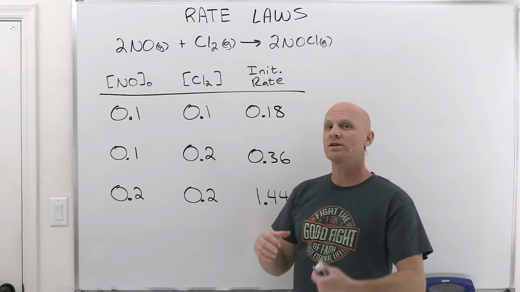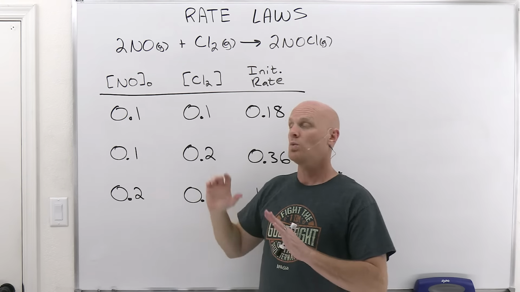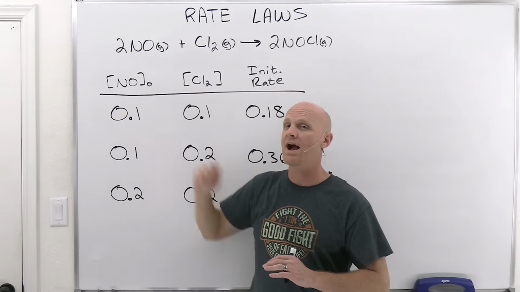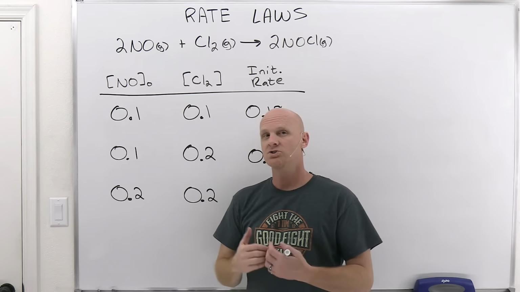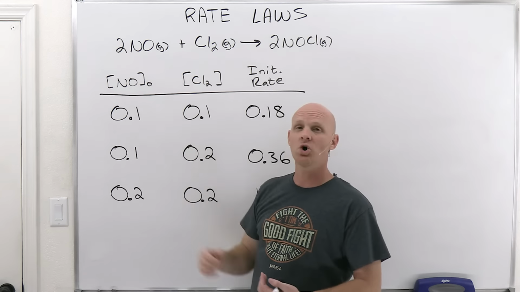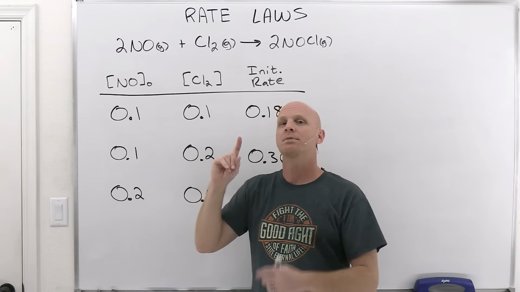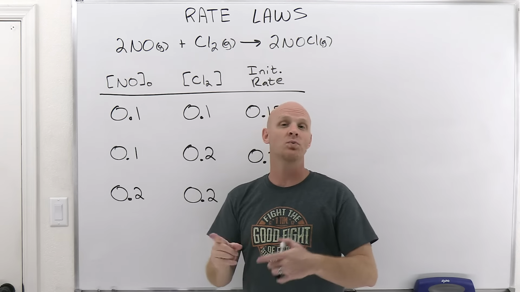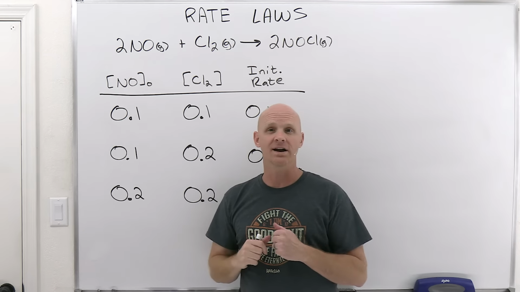And so in this case, what we want to do is compare 2 trials, and in the second trial, we just want to change just one of the reactants, only one. If we change them both and the rate changes, I don't know which one to attribute the change to. Was it because we changed the NO? Was it because we changed the Cl2? I don't know. Was it both? Who knows? But if I change only one of them and the rate changes, I know which one is responsible for that change in the rate, the only one that I changed.